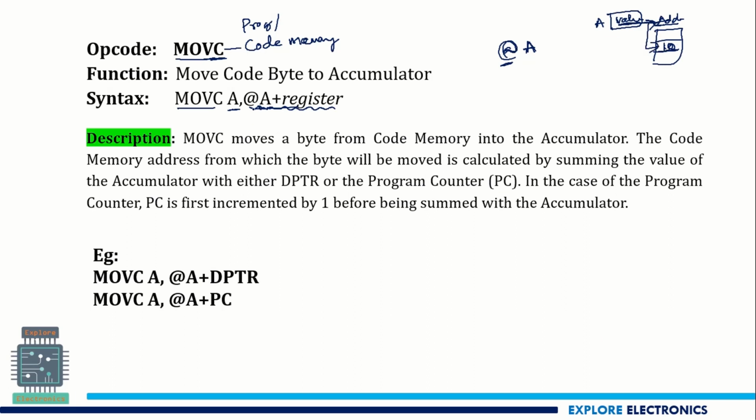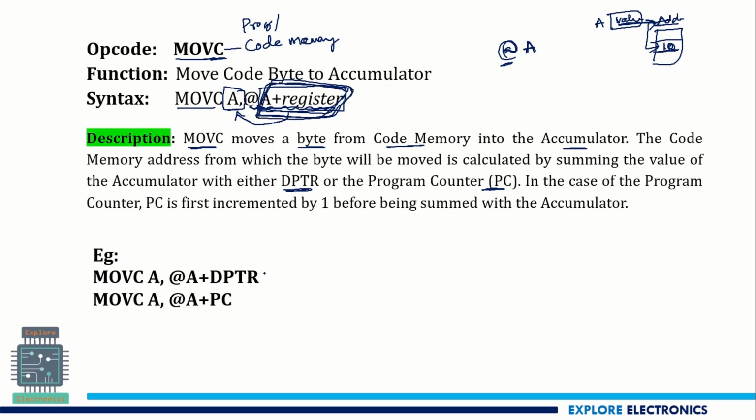Similarly, in MOVC, this @A plus register that we have here is specifying the code memory or the program memory. In this case, the register should be the DPTR register or the program counter register. This is the rule we need to follow when we are using MOVC. What happens when MOVC is used? It moves a byte from the code memory into the accumulator. Why into the accumulator? Because the destination here is the accumulator. That's why it moves a byte of data into the accumulator register, and this complete expression indicates an address of the program memory.